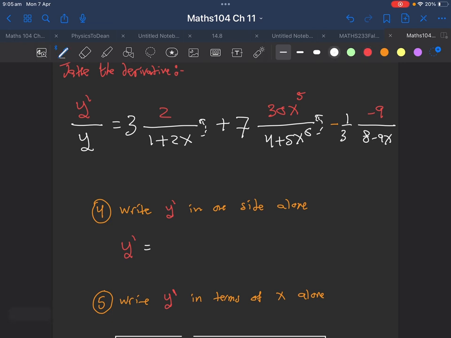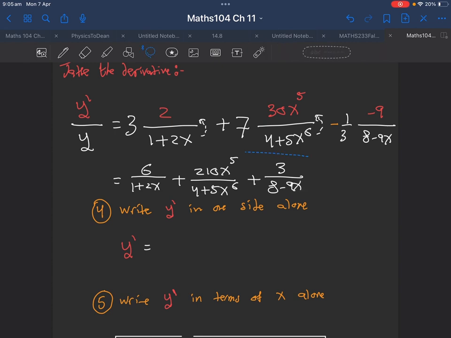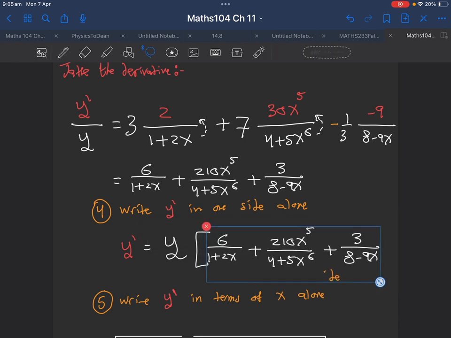Of course, this one can be simplified a bit. We get 6 over 1 plus 2x plus 210x power 5 divided by 4 plus 5x power 6. And then we have a plus 3 divided by 8 minus 9x. All of this, we get it here. Let me just copy it, because I will just keep copying it again and again. Next step, we need to find y alone. So you just move y to the other side. And then you just paste what you did before.